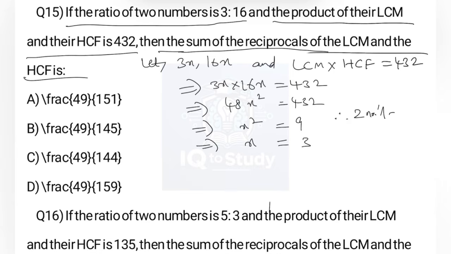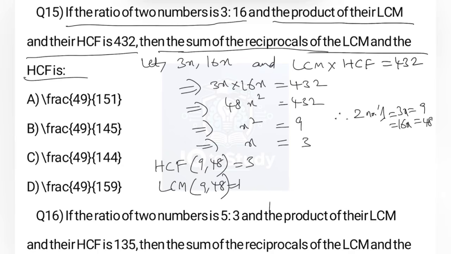Therefore, two numbers are 9 and 48. So HCF becomes 3 and LCM is equal to 144. We have to find the sum of reciprocals. It means 1 by 3 plus 1 by 144, which is equal to 49 by 144.